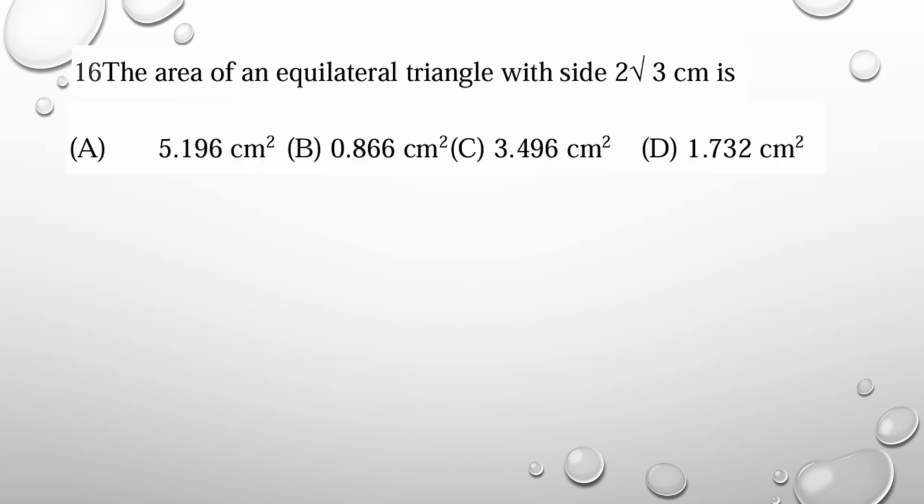Next, the area of an equilateral triangle with side 2 root 3 centimeter. So what is the area of an equilateral triangle? Root 3 by 4 side square.